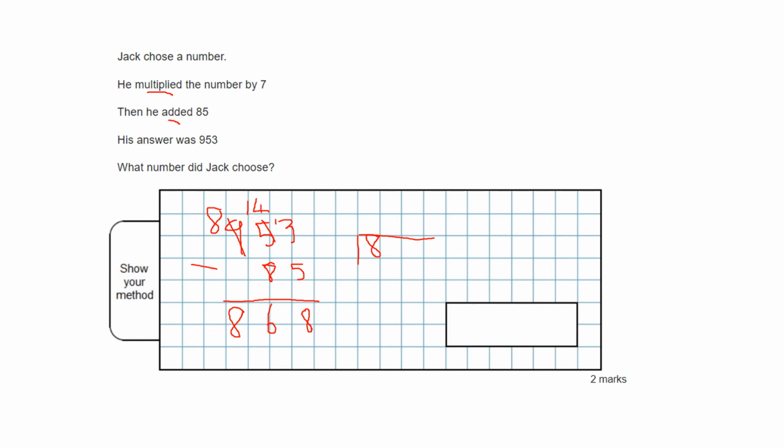So I've got 868 divided by 7. So 7 into 8 goes once, remainder 1. 7 into 16 goes twice, remainder 2. And 7 into 28, of course, goes 4 times. So his original number would be 124. Now, of course, if you've got time at the end of your test, you could go back and actually work that out. You could make sure that you are right.